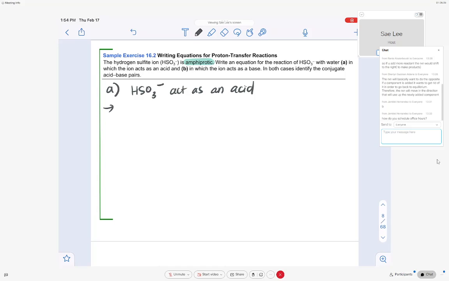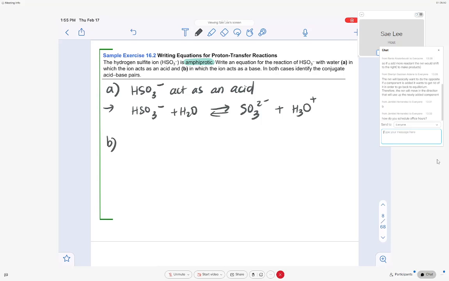Because it's acting as an acid, it should donate a proton, or give up the proton. After losing its proton, the product side should have the conjugate base of hydrogen sulfide. If it gives up the proton, you're going to have sulfite ion. Now water is receiving the proton, so you have hydronium ion.